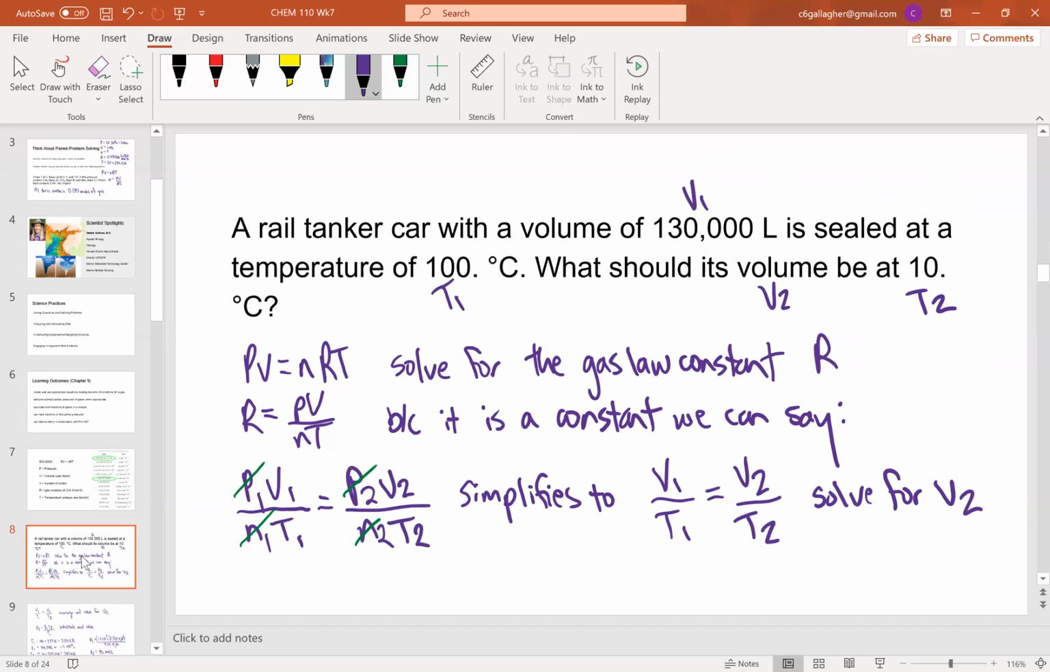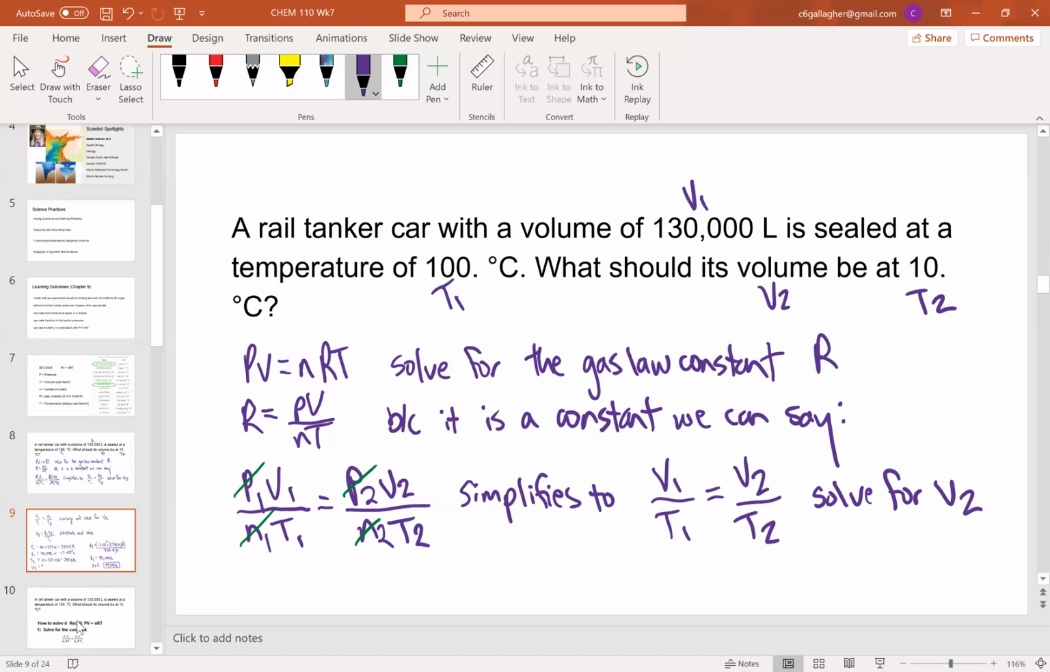Because both of those are equal to R, we can set them equal to each other, and that allows us to then simplify and solve. In this problem, we're not given pressure, and we're not given moles, so we can assume that those are constant. Because we cancel those out, our equation then simplifies to V1 divided by T1 equal to V2 divided by T2. And in this case, because of the information we're given in the problem, we want to solve for V2.